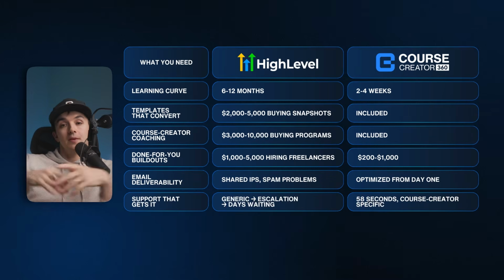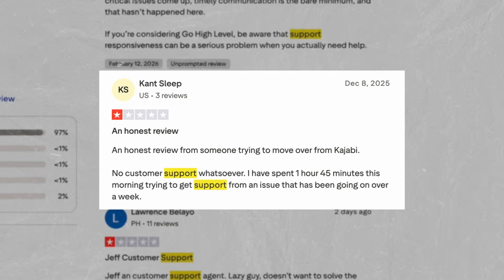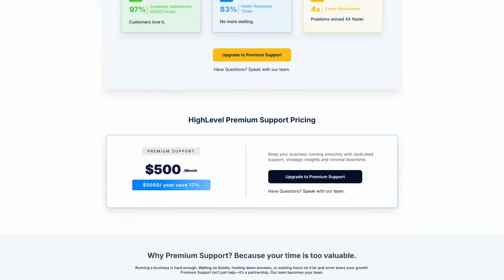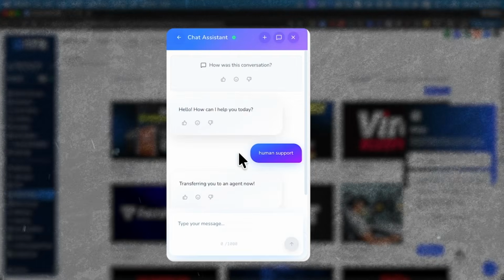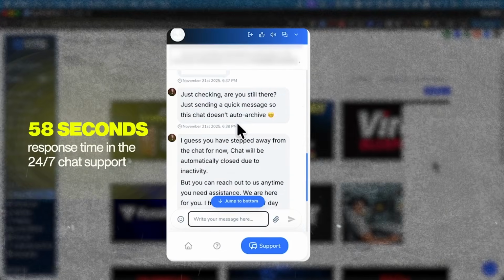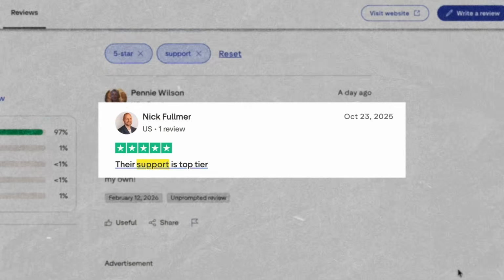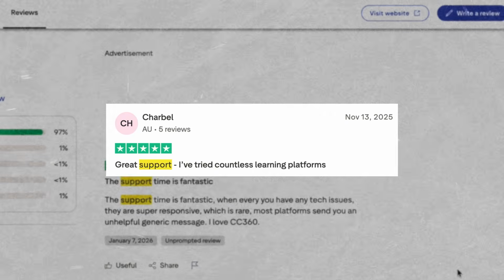Support at GHL is going to be generic, a lot longer wait times. Gets put in the tickets, got to wait for it to come back to you, or you got to upgrade to their $500 per month priority support plan, which I think is crazy. Whereas here at CC360, we've got 58-second response times, 98% customer satisfaction. It is consistently one of the biggest raving points everybody seems to love about our software.